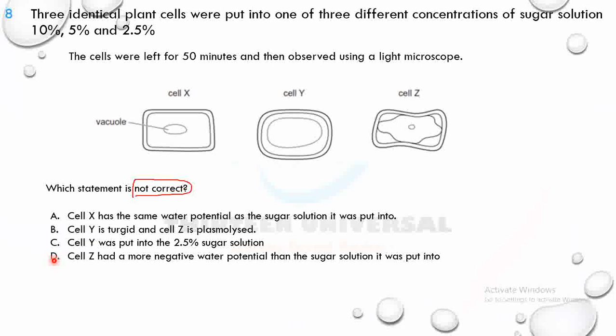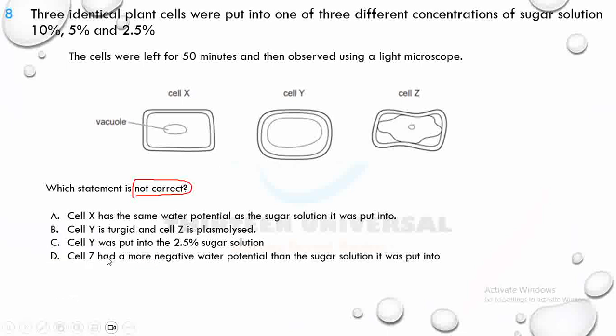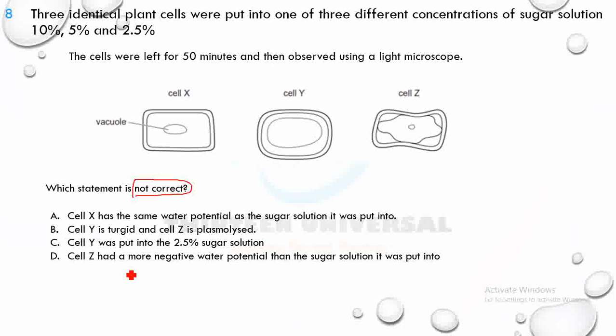Now let's look at D. Cell Z had a more negative water potential than the sugar solution it was put into. What does it mean to have a more negative? A more negative means to have low water potential. So anytime you see more negative, okay, it means low water potential. That cell Z had low water potential.